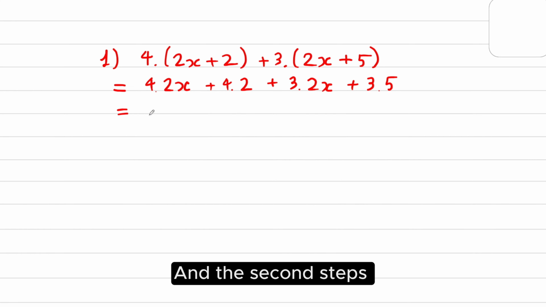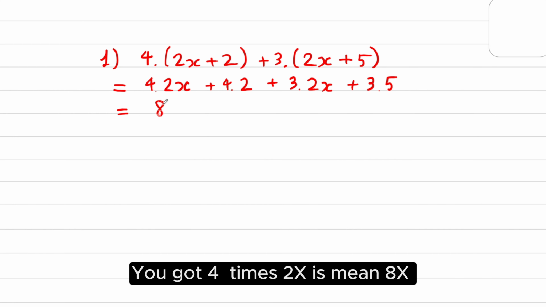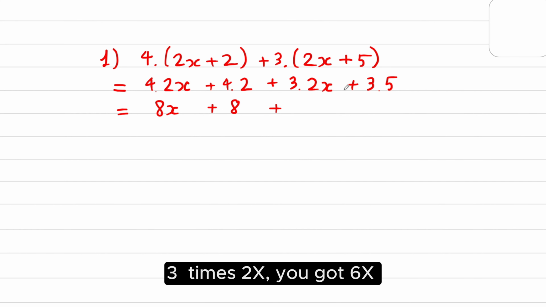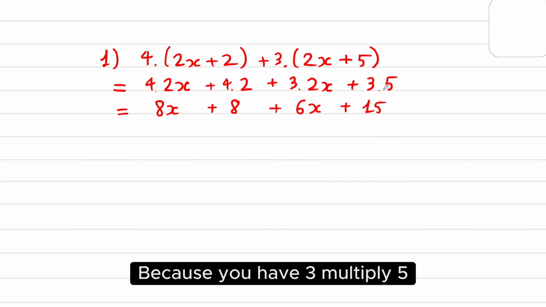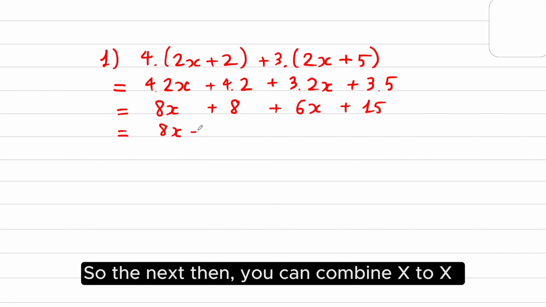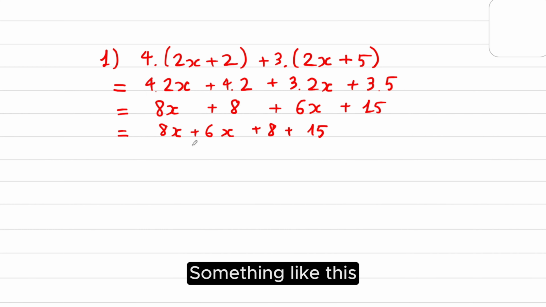And the second step, you will simplify the first line. You got 4 times 2 means 8x. You got 4 times 2 means 8. 3 times 2x, you got 6x, and the last term you got 15 because you have 3 multiply 5. So the next step, you can combine x to x and constant numbers, something like this. And then the final answer, you got 14x and 23. Yeah, this is the first example.